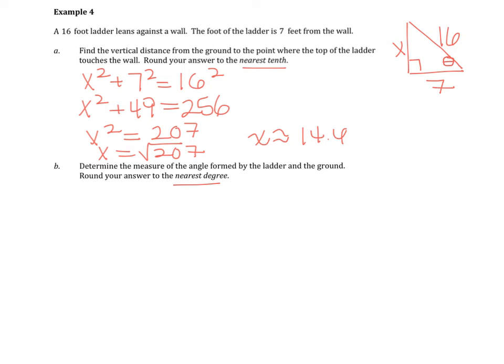So there's a variety of trig functions you can use. We'll go back to SOHCAHTOA, pick whichever one you feel most comfortable with. You do have that third missing side now that you found it. I'm just going to go with the cosine function. Cosine of theta is equal to the adjacent side 7 over the hypotenuse of 16.